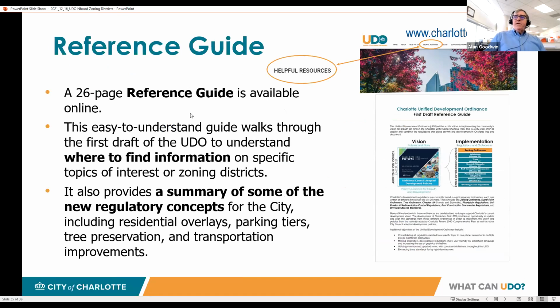If the 608 page full UDO is a bit much for you to swallow, we have created a 26 page reference guide, which walks through all of the articles of the UDO and just gives you some of the basics of what's included in each of these articles. So that's a good place to start if you don't want to get into all of the details of the UDO. You can also find this on our website. On the main page up at the menu bar, you'll see a tab for helpful resources. It's a drop down, and the first thing you'll find on the drop down is the reference guide. So that's where you will find that.